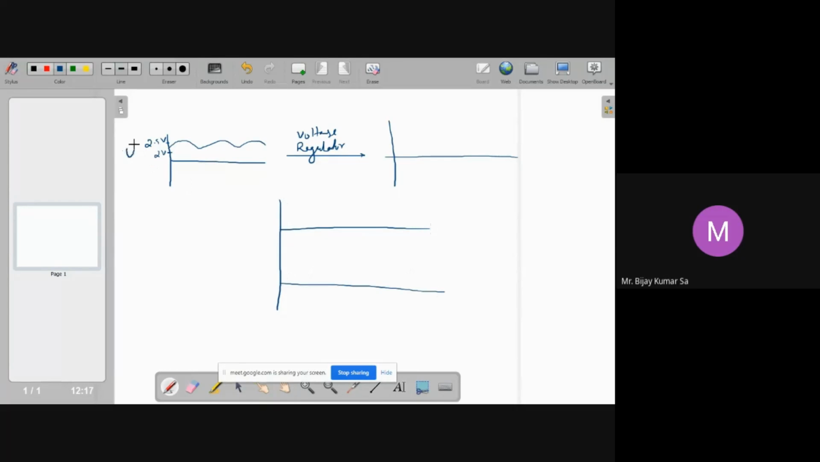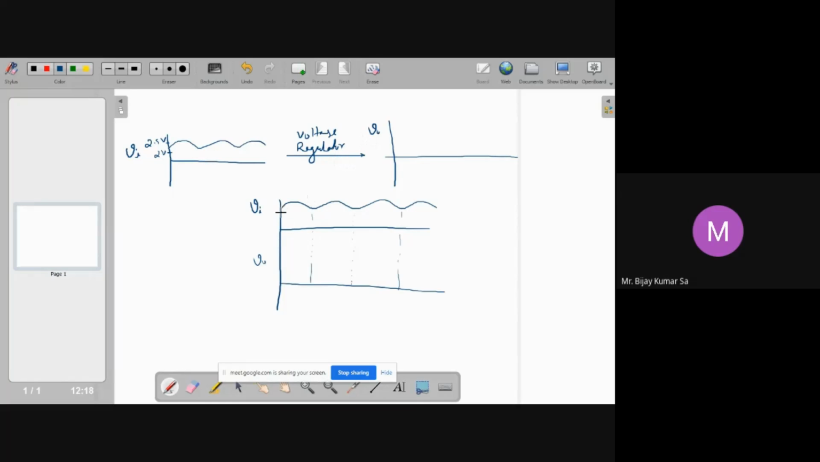This is let's say V input and this is V output, which is expected at the output of the voltage regulator. The input signal is somewhat like this. I am drawing the corresponding output just below it. So this is Vi, this is Vo. This voltage regulator is going to limit the output voltage up to a maximum of 2 volt.